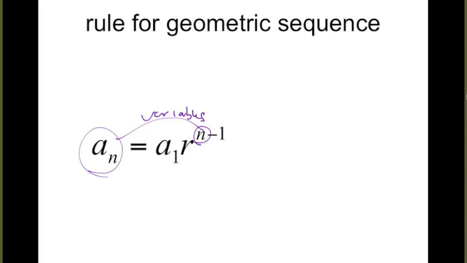A sub 1, just like yesterday, is not a variable. That means our first number in the list. And R is that common ratio. What are we multiplying by each step of the way?